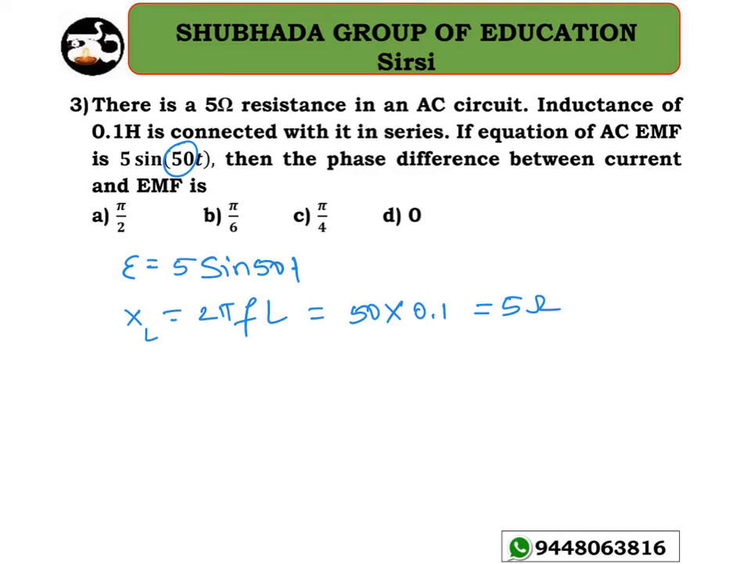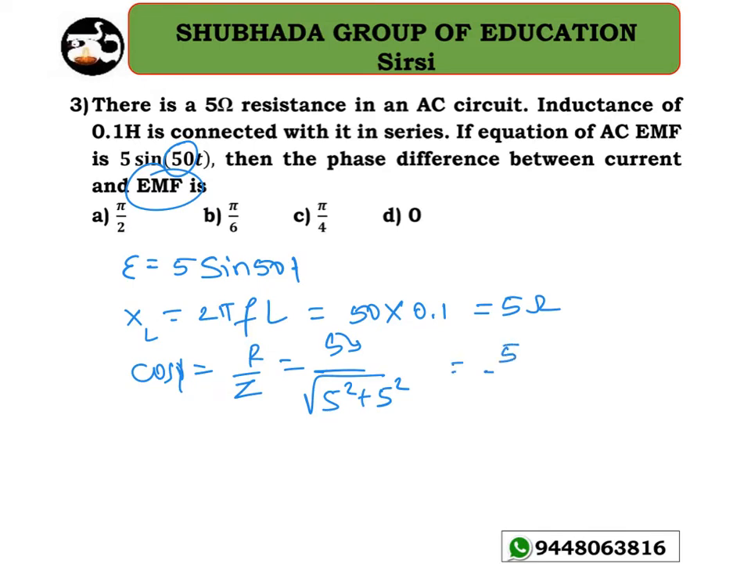I need to get the value of phi, the phase difference between the current and the EMF. Use this one: cos phi equal to R divided by Z, simple one. R is 5 ohm, divided by Z, which is the square root of R square plus XL square, 5 square plus 5 square. So Z is square root of 50.